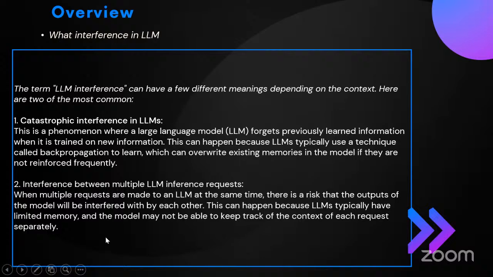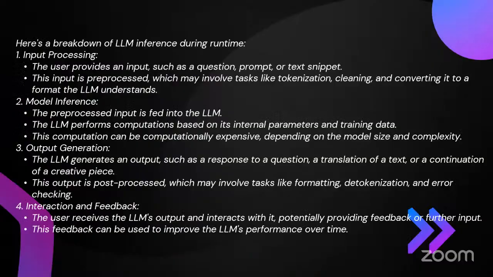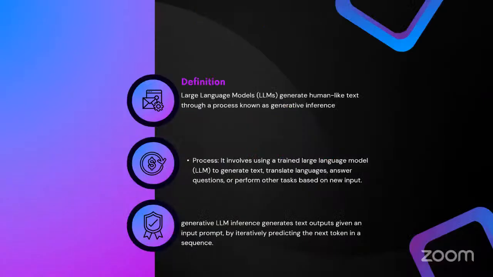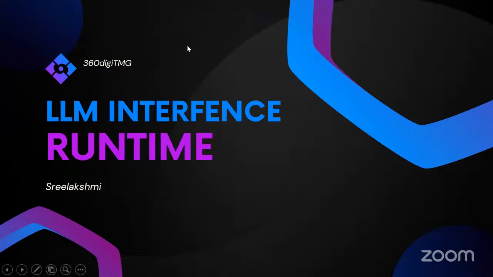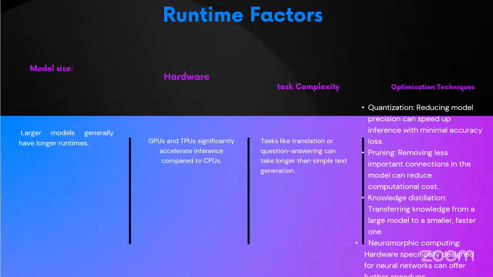So this is it for today. We have understood what an LLM is and what LLM inference is, and how we can reduce our LLM inference time. We covered the general key steps: how our model gets input, and how it goes through pre-processing, embeddings, then processing, and then generating our output. And we have understood a few optimization techniques from which we can reduce our inference time and generate our output quickly.